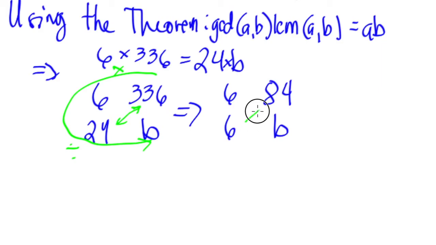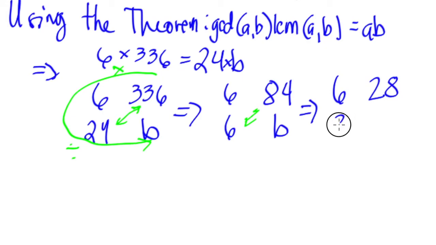So let's divide both of them by 3. So what do we have if we divide that by 3? We have 6 times 28, and 6 divided by 3 is 2. Then 84 divided by 3 is 28. Then we have B.